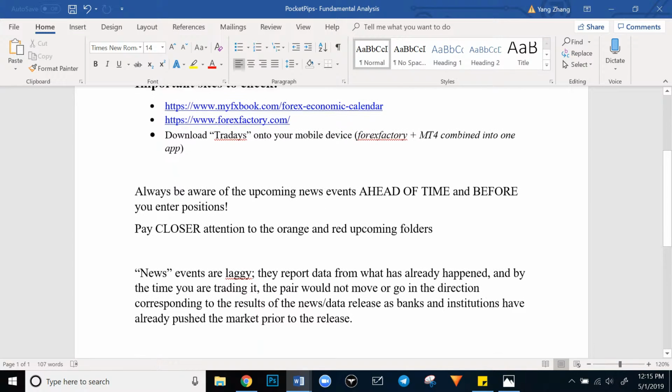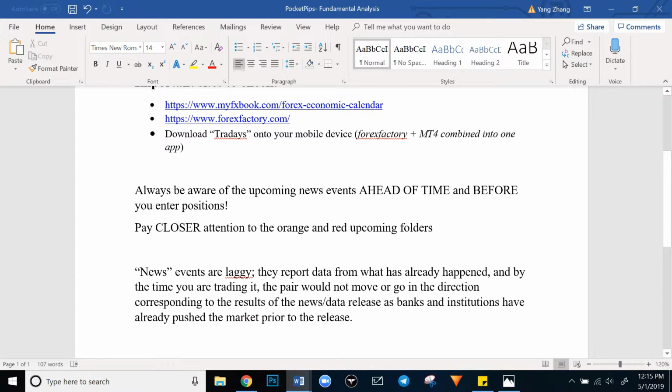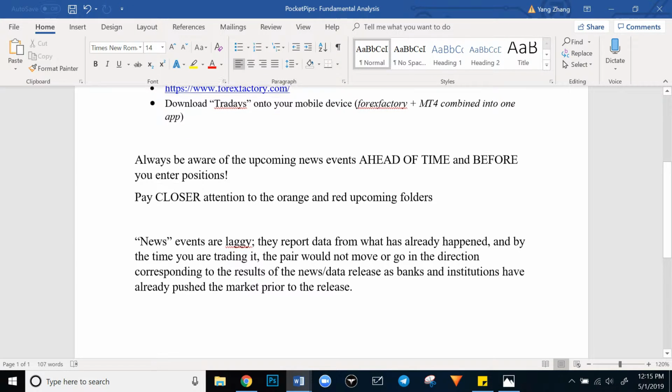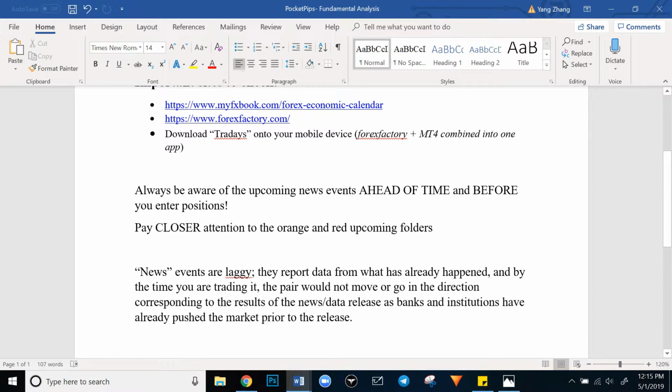MyFXBook and Forex Factory, and also you can download this app on your phone. It's like Forex Factory and MT4 combined into an app, so it does let you trade. I'm not sure if you can connect your account to it, but you can demo trade on the app as well. It's very similar to MT4, just with the extra feature of the news events. And you can toggle it to your trading time zone.